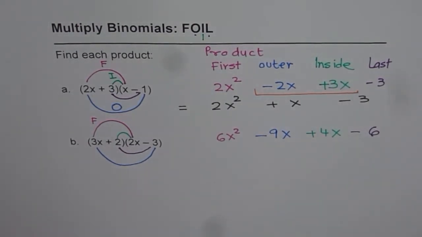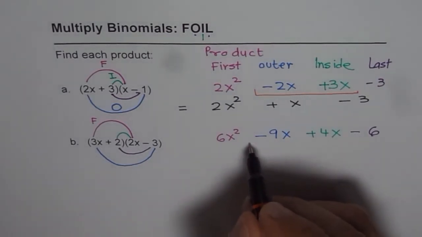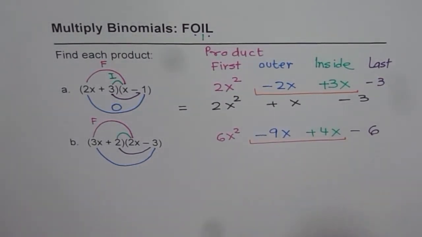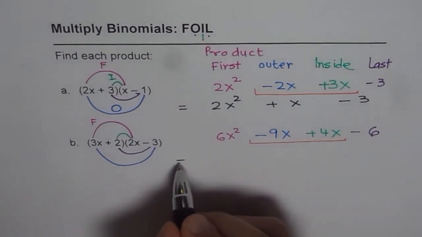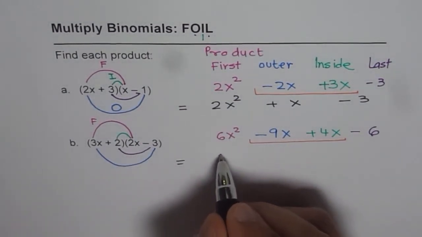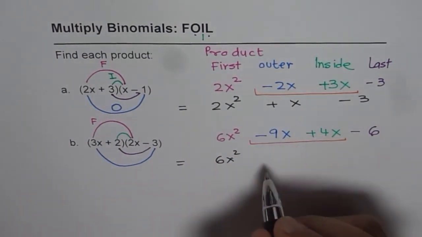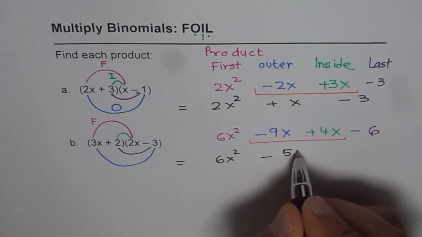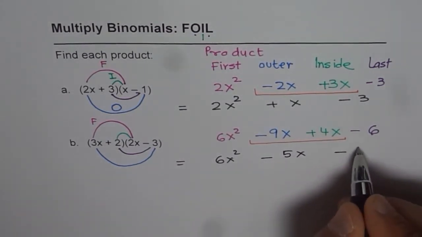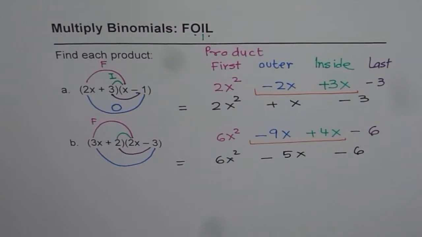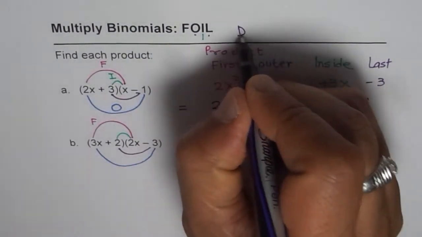And now what we need to do is simplify the polynomial by combining the like terms. Once you combine the like terms, you get the result, and that is 6x squared, minus 9x plus 4x gives us minus 5x, minus 6. So that is how you can get the product of polynomials applying the distributive property, right? So we basically applied the distributive property.